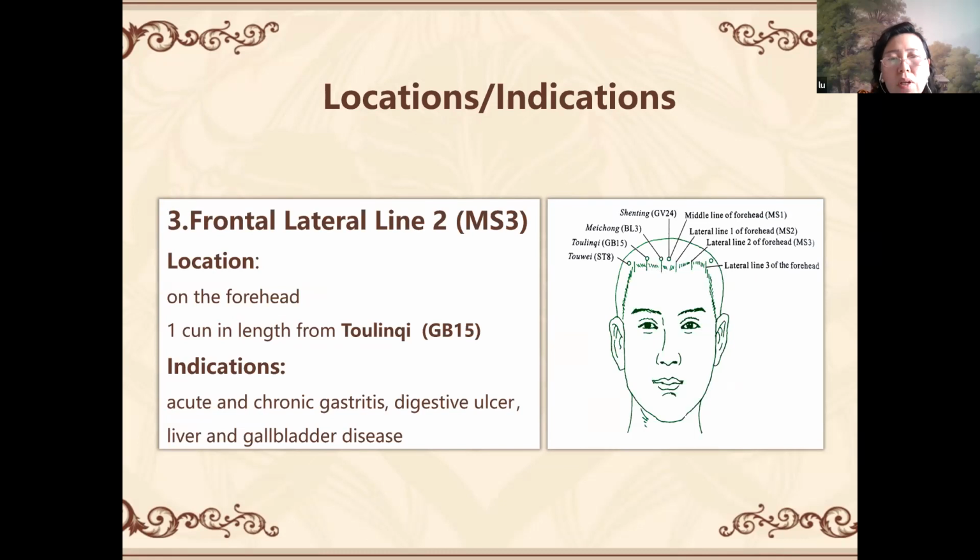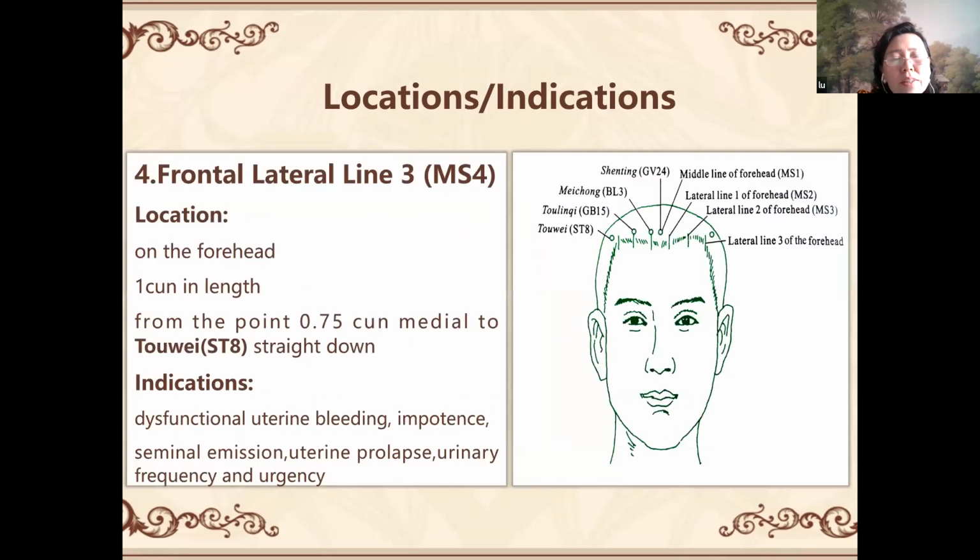And the fourth line is MS4. It locates on the forehead and is 1 cun in length from the point Towei, 0.75 cun medial and straight down the meridian. So this line is used for treating the problem of dysfunctional uterine bleeding, impotence, and seminal emission, and uterine prolapse, and urinary frequency and urgency.